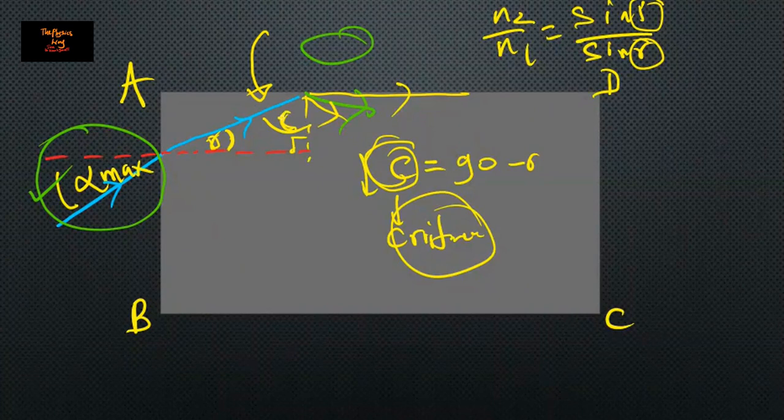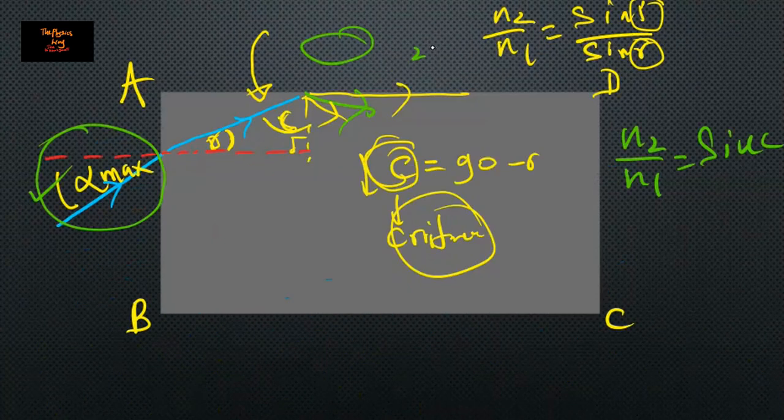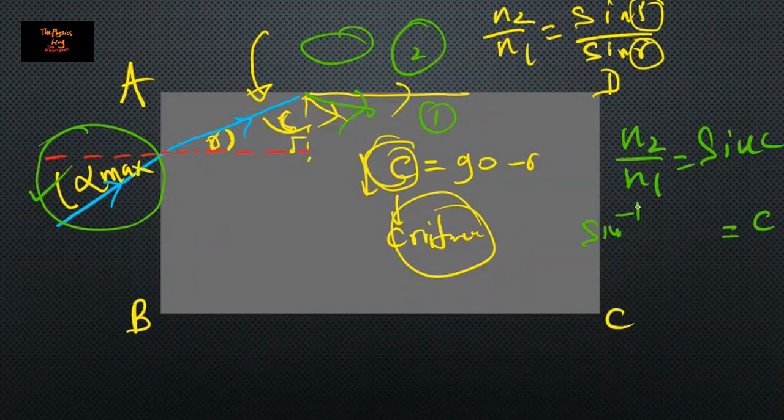Now let's apply the critical angle equation. Hope you remember the equation: N2 over N1 equals sin C. N2 is the second medium. Water is taken as the second medium, and glass is the first medium. So N2 over N1 equals sin C, and C equals sin inverse N2 over N1.